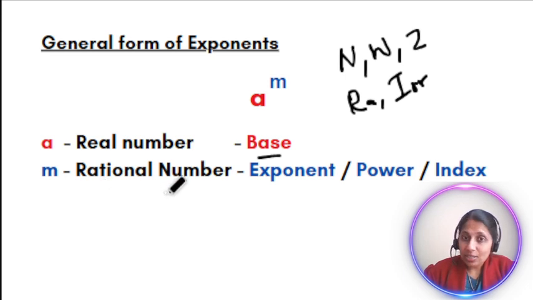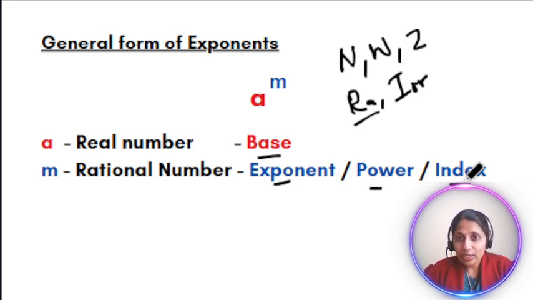M is a rational number, which means it can take natural numbers, whole numbers, integers and anything in the form of p by q. It cannot take an irrational number. So m is called the exponent here. The other names for it are power or index. The plural form of index is indices. So generally we say exponents or indices. I hope you're clear with the basic terms here.